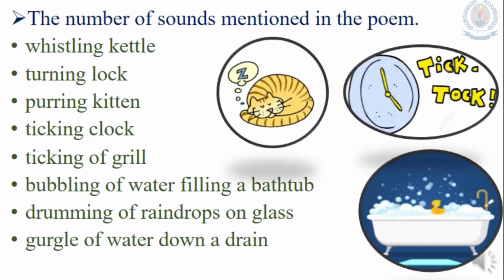These are the number of sounds mentioned in the poem. Did you count it? How many sounds are there? Yes, there are 16 sounds altogether. Whistling kettle, turning lock, purring kitten, ticking clock, ticking of grill, bubbling of water filling a bathtub, drumming of raindrops on glass, gurgle of water down a drain.